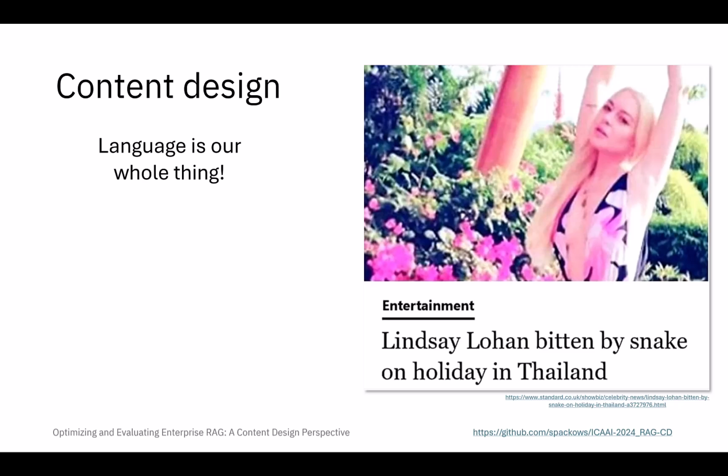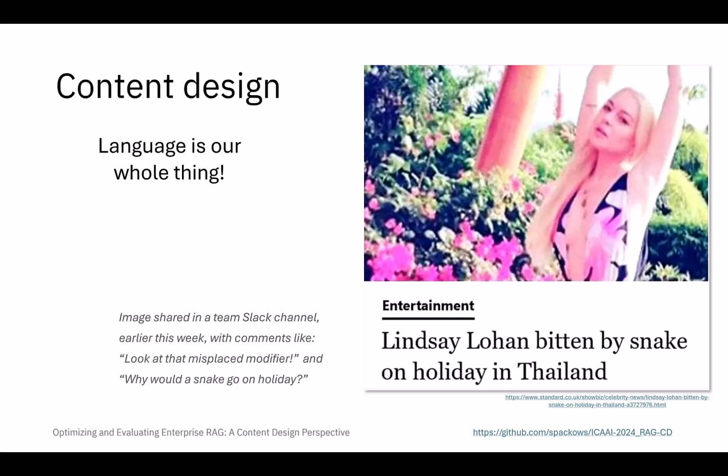One thing you should understand is that content designers are word nerds. We're pretty into writing. And so, for example, a little while ago, this article was shared in our team Slack channel. You can see here that the modifier on holiday in Thailand is supposed to apply to Lindsay Lohan, but it's closer to the word snake. And so the way this is written is ambiguous. And so everybody had a good laugh and said, ha ha, hope that snake had a good time on holiday.